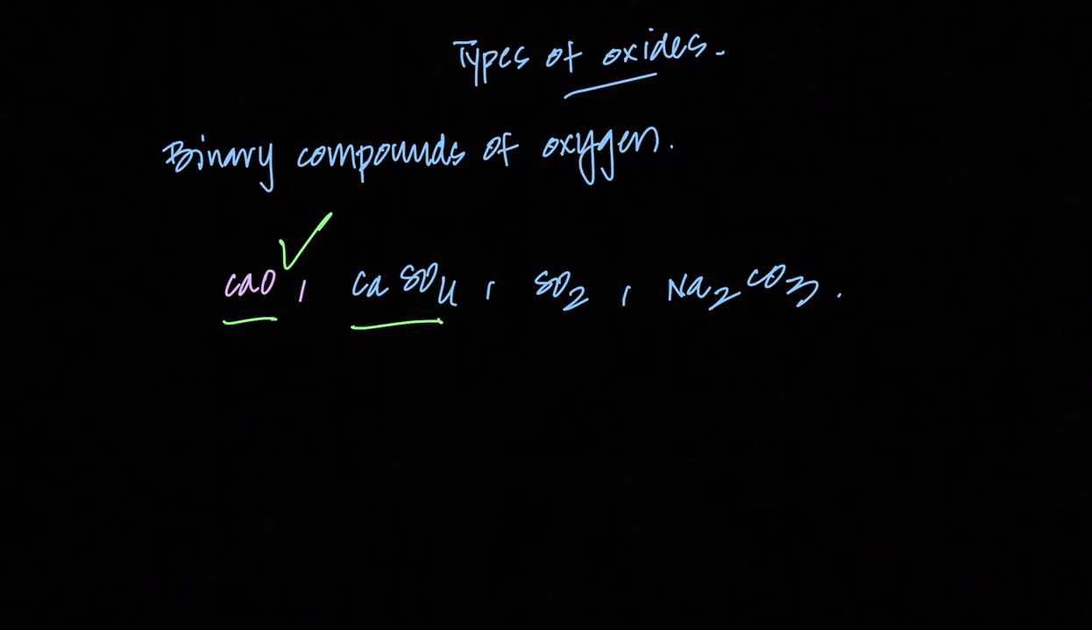But even if you check it through the definition, it's not a binary compound of oxygen, because it not only has two elements, it actually has three elements. One is calcium, one is sulfur, and one is oxygen. Here it only has two elements, and one of which is oxygen. That's why it's oxide, and that's why the naming is sulfur dioxide.